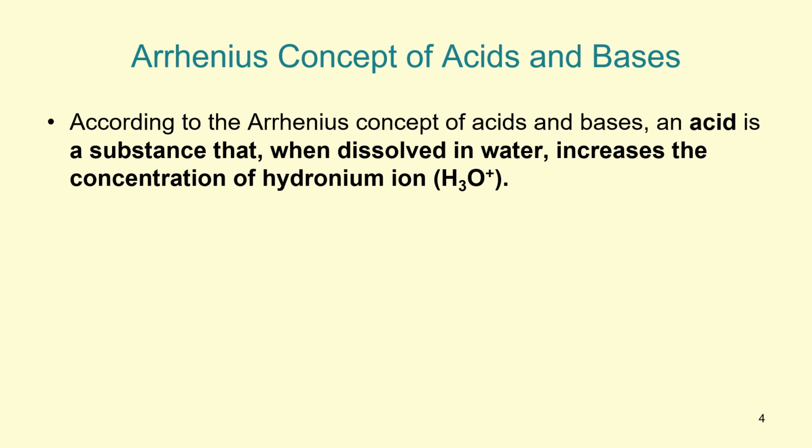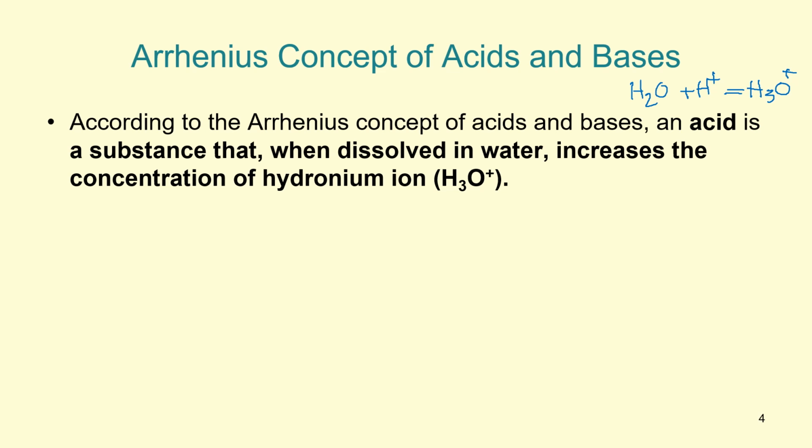All right, so according to Arrhenius, who was a scientist way back when, an acid is something that, when dissolved in water, increases the concentration of H+. Probably that's what you think of it most often as, H+. And we'll talk about it in a minute. If you take an H2O and you add an H+, then you have H3O+. And this is called the hydronium ion.